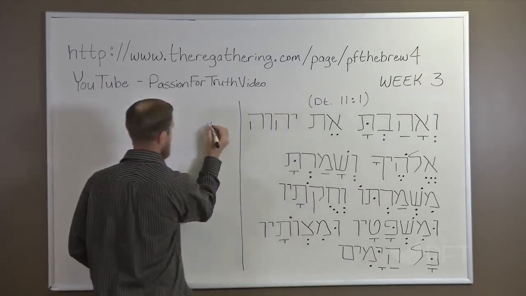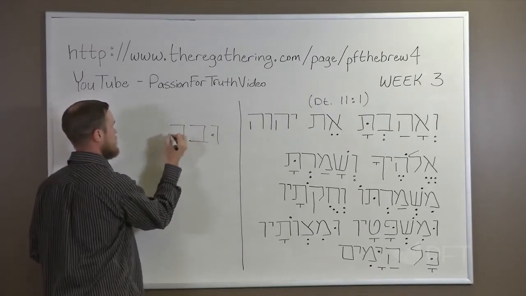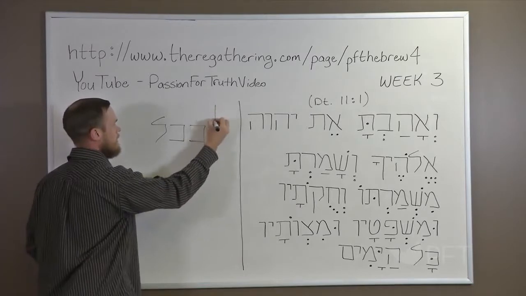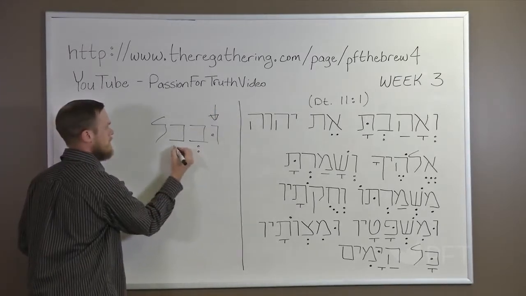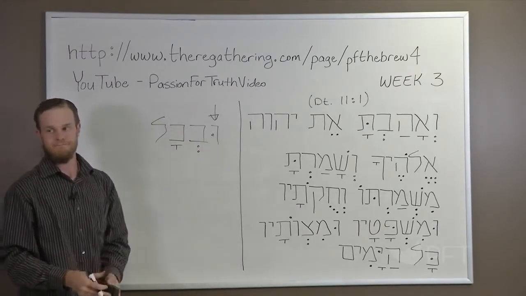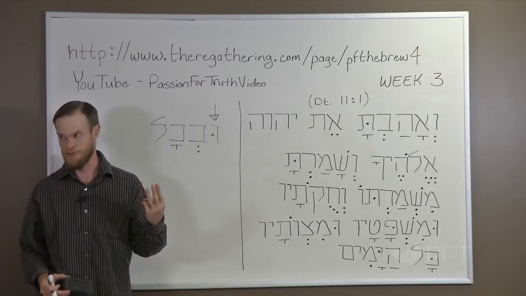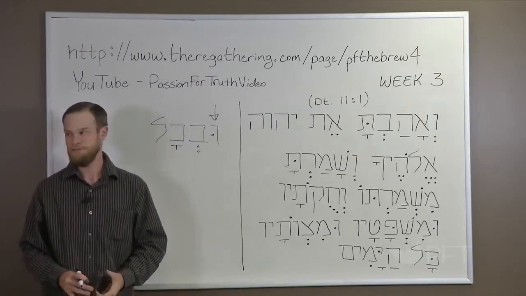Then we have uvechal, which is the same thing that we've just seen, except we've got an "and" in front of it. All right, so, and with all. Now here we have a conjunction and two prepositions strung together.